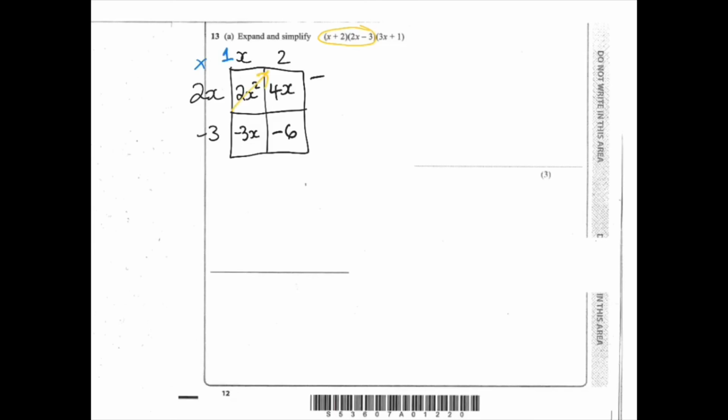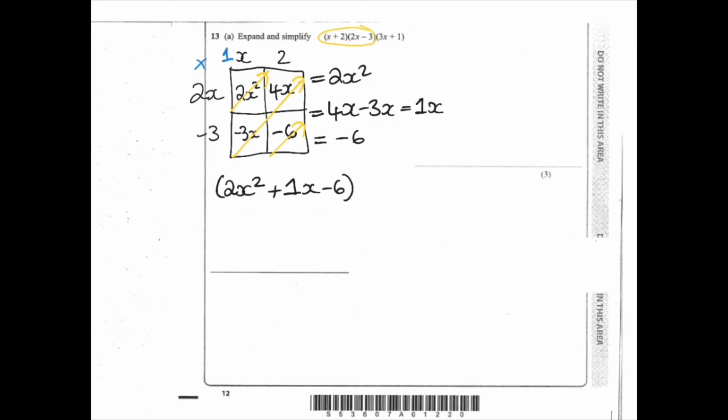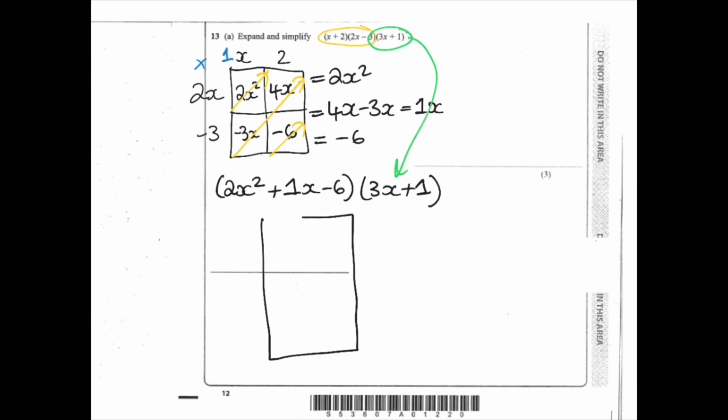First diagonal, 2x squared. Second diagonal should be the same family. I'm going to start with the most positive number, so 4x minus 3x, 1x. Final diagonal, minus 6. Taking that all together, you've got 2x squared plus 1x minus 6. And now you've got to bring this last bracket all the way down to finish the question off. So I've got a 3x plus 1 left. I'm going to build a 2 by 3 table like this.